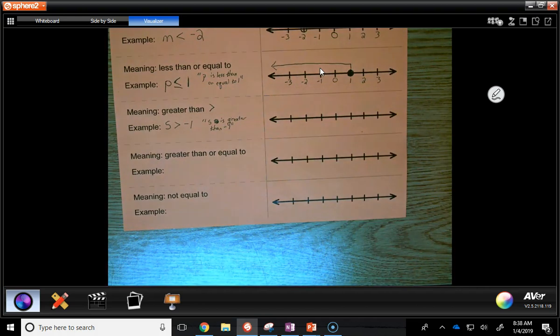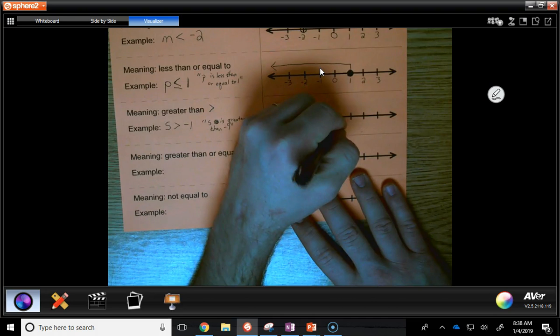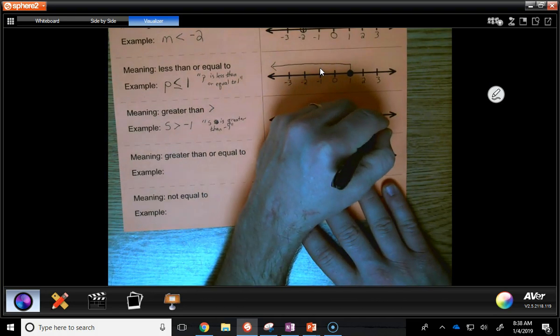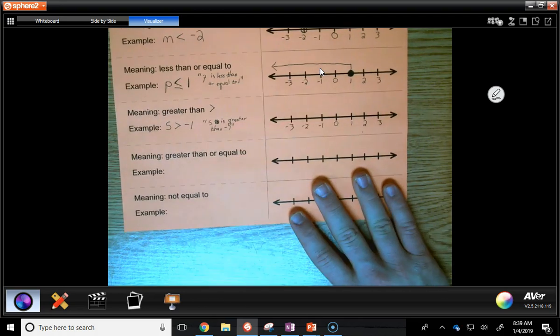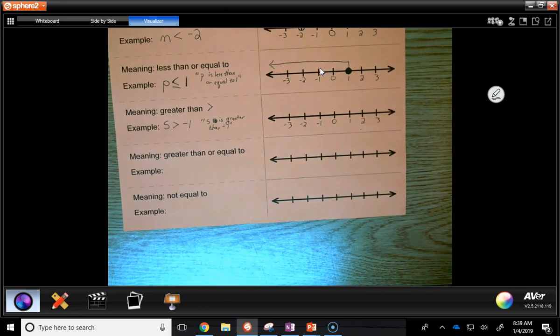Alright, so I'm going to pick on someone here. I'm going to make my number line 0, 1, 2, 3. Remember, our negatives are on the left, positives to the right. Our numbers get bigger to the right.